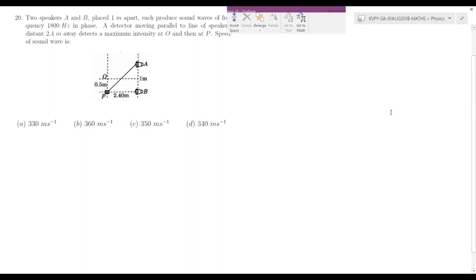If you look into the question, let me give a diagram of this one. Here is the speaker A, and here is the speaker B. First and foremost, let me draw a straight line first. Now the first maximum intensity is observed at the point O. And the distance between A and B, as it is given, is 1 meter.